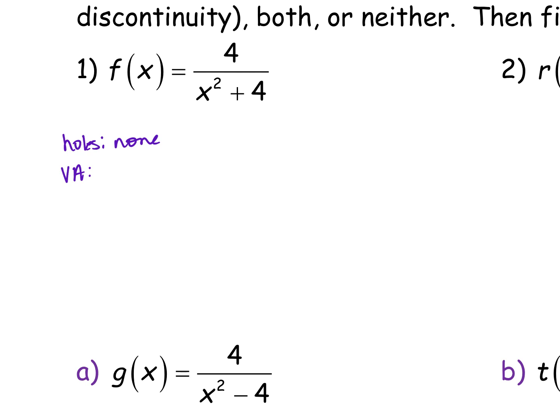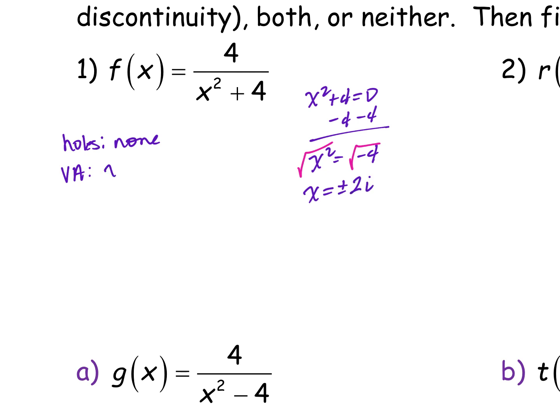And my vertical asymptotes are what makes my denominator 0. So I'm going to say x squared plus 4 equals 0. Subtract 4. X squared equals negative 4. Square root. X is going to equal plus or minus 2i. So my vertical asymptotes are at x equals plus or minus 2i. Done. Any questions? Do you guys have any questions at home?